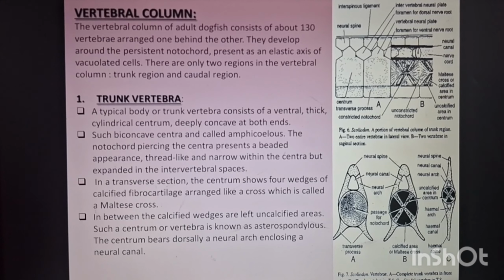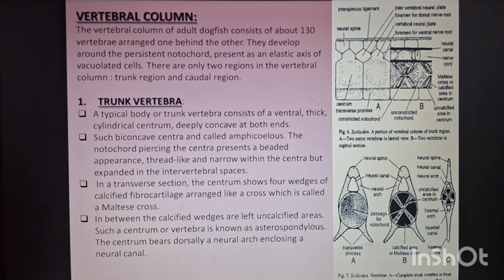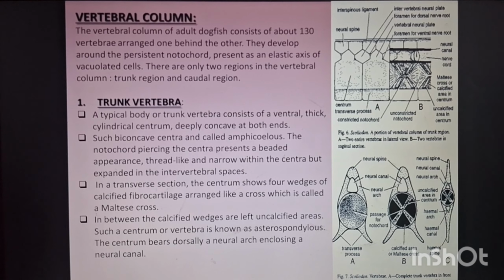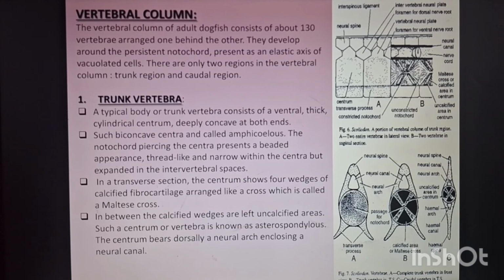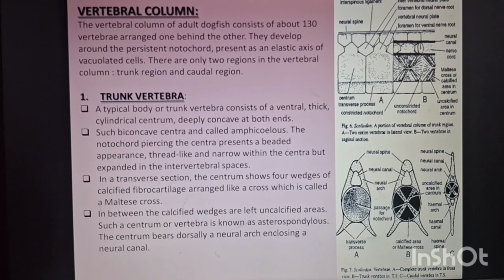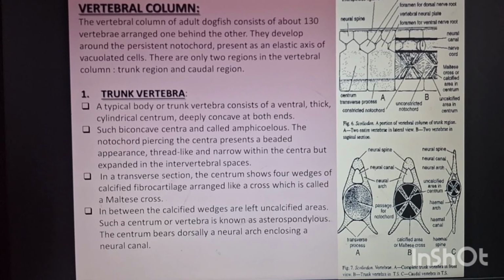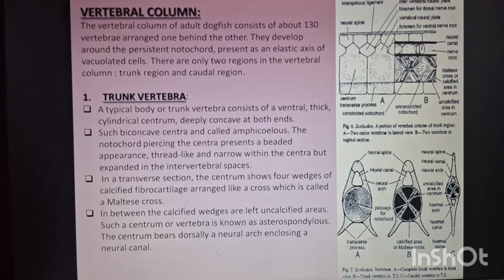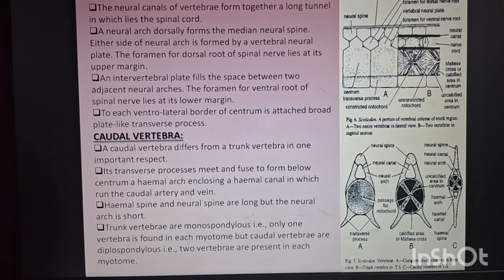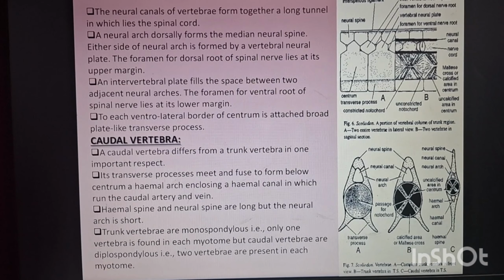intervertebral spaces. In a transverse section, the centrum shows four wedges of calcified fibrocartilage arranged like a cross, which is called a Maltese cross. In between the calcified wedges are left uncalcified areas. Such a centrum or vertebra is known as asterospondylous, and the centrum bears dorsally a neural arch enclosing a neural canal. The neural canals of the vertebrae form together a long tunnel in which lies the spinal cord.